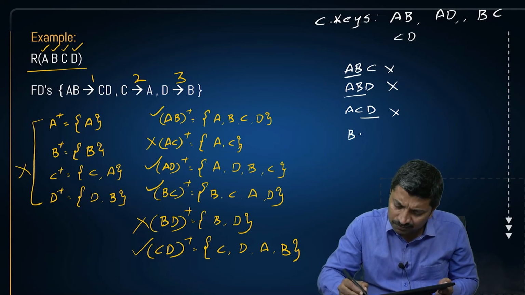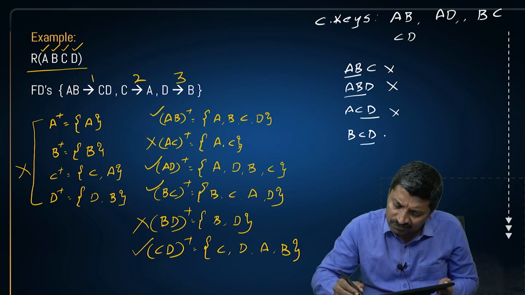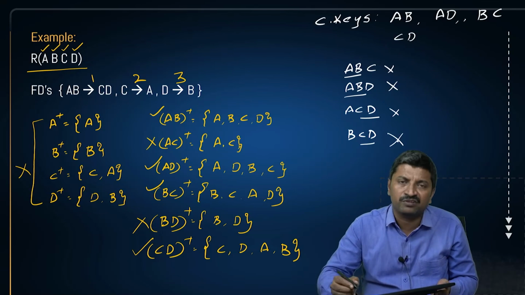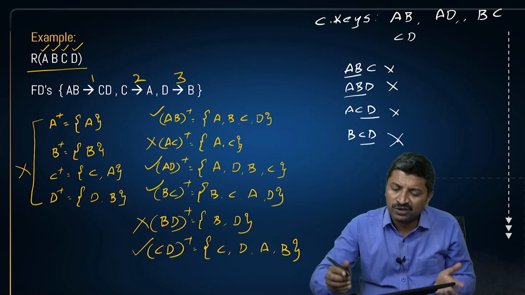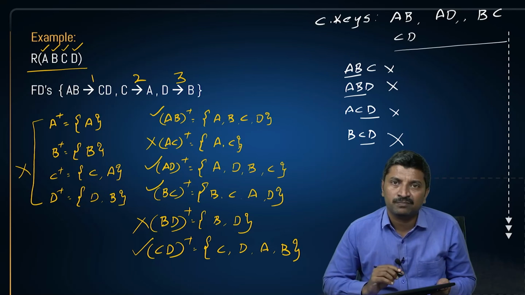What about the next one, sir? BCD. Part of it is already a key. So no need to verify. Is it clear, sir? So how many candidate keys do we have in total? 4 candidate keys for this relation. Is that clear?